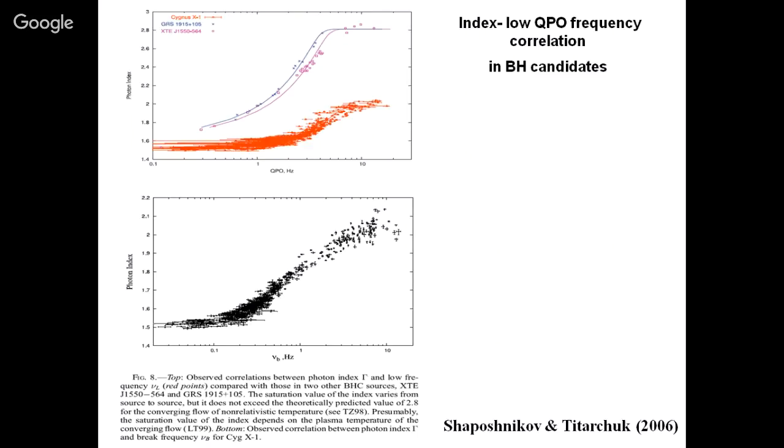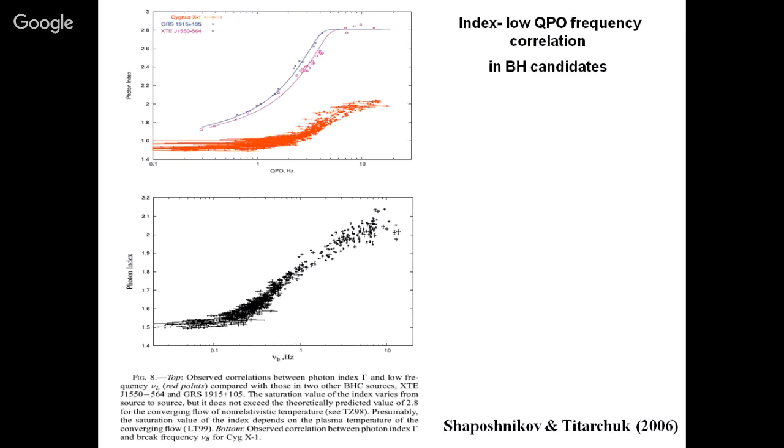It's a plateau when the QPO frequency has a low value, and then it increases. The same was found for GRS 1915 and 1550, and more or less the same. I asked him to make a plot of photon index versus break frequency in the power spectrum, and he found similar things. What does it mean? Interesting story. This is just observations.